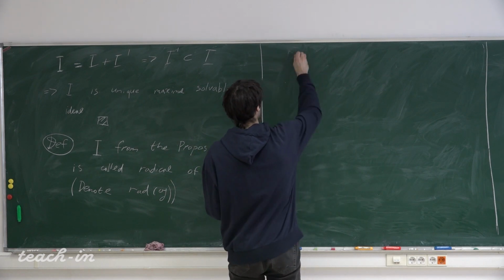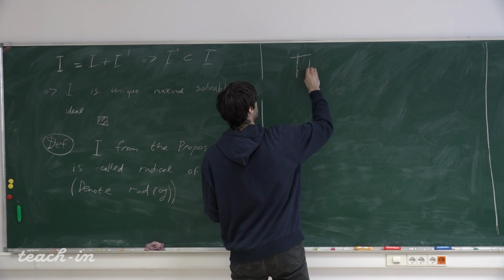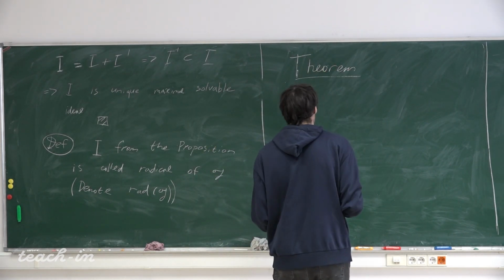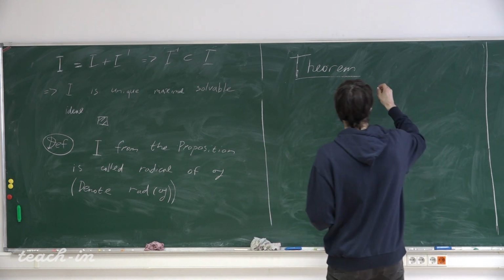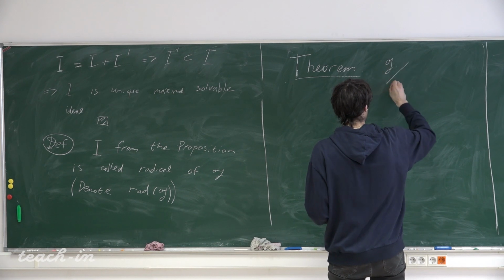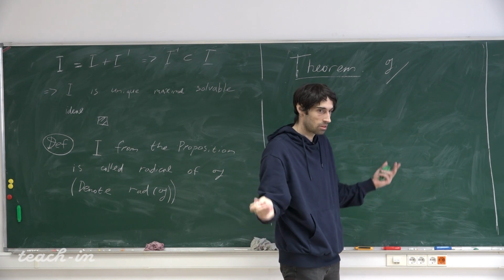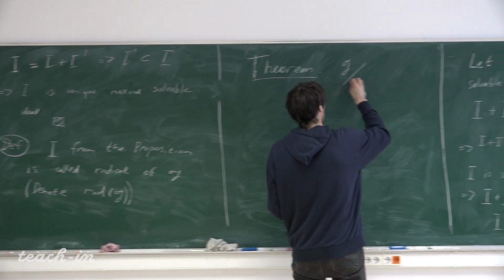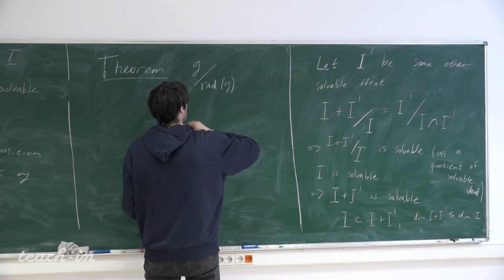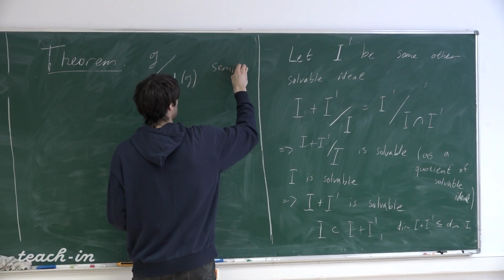So theorem: if you take any G, its radical is an ideal first of all, right? So we can quotient by it. Take the quotient. Then you get that G quotient by its radical is semisimple.